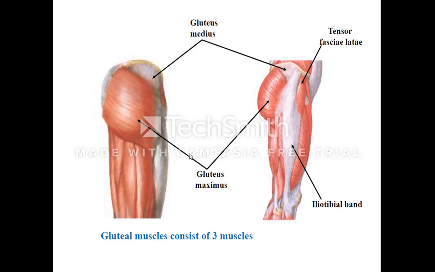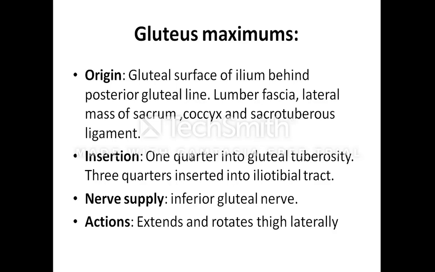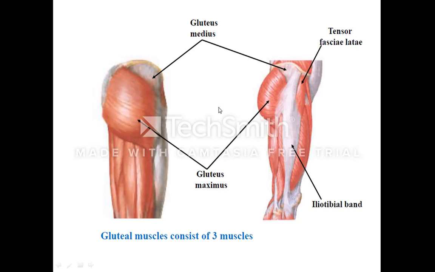So let's move to the muscles of the gluteal region. The muscles of the gluteal region include three main muscles, which are the glutei muscles plus the tensor fasciae latae. The gluteus maximus is one of the largest and most prominent muscles, forming the buttocks. You see, this is the gluteus maximus.